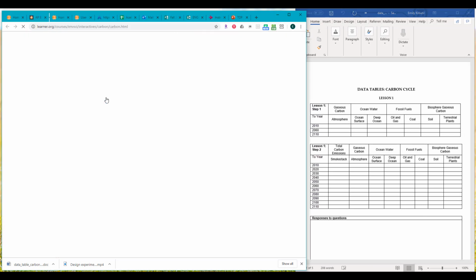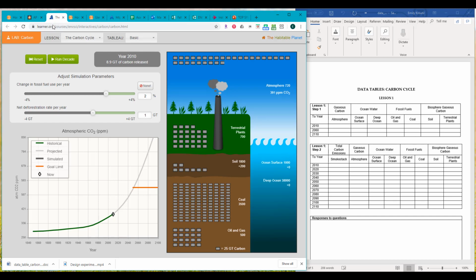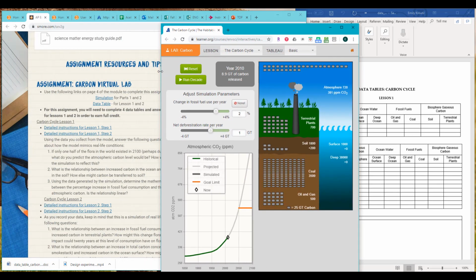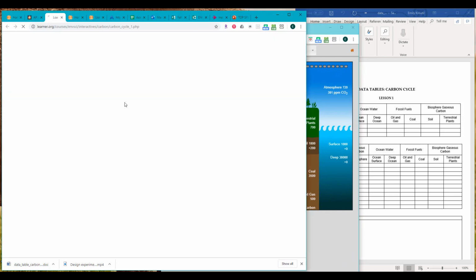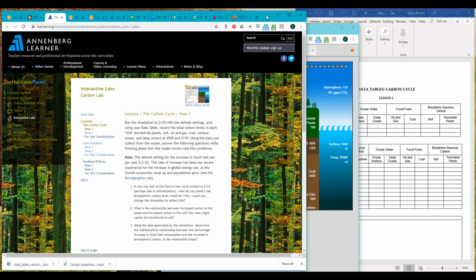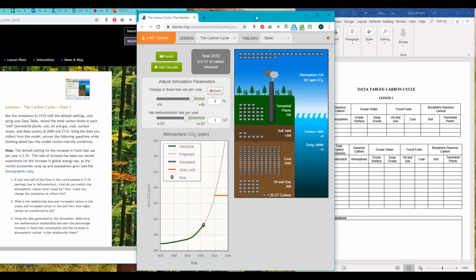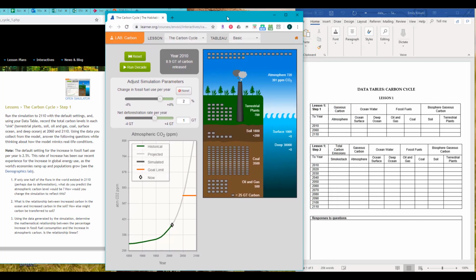The next thing I'm going to do is open the simulation. And so here's the simulation. I'm going to make that a little smaller. And then I'm going to also open the detailed instructions for step 1, lesson 1. So I'm going to have all 3 of these things up at once. You may have to switch through tabs, but anyway, I like to do it this way.